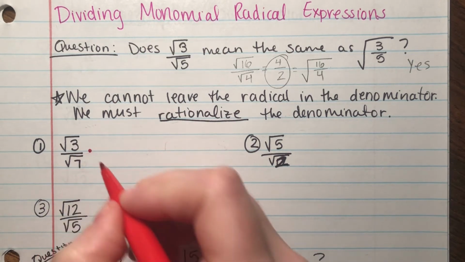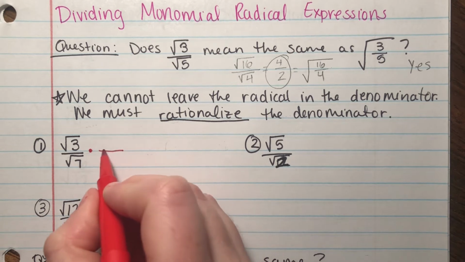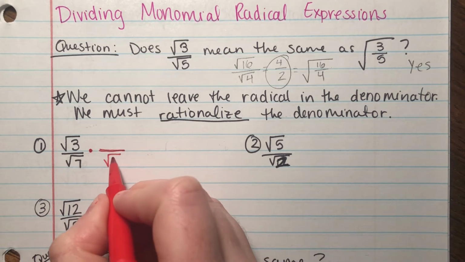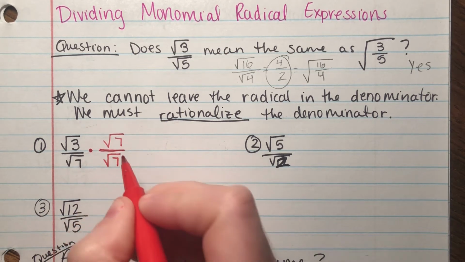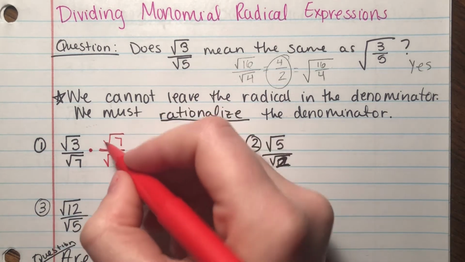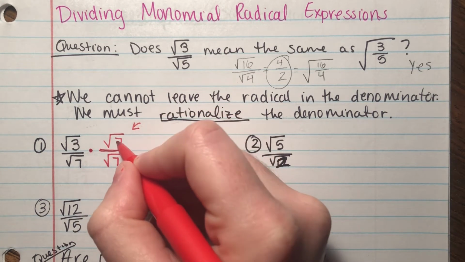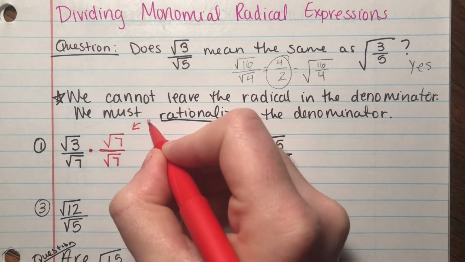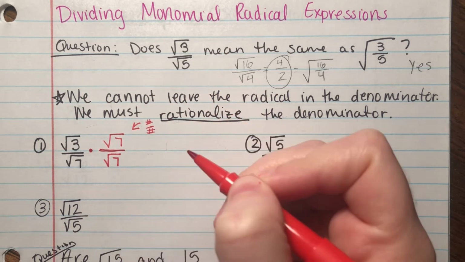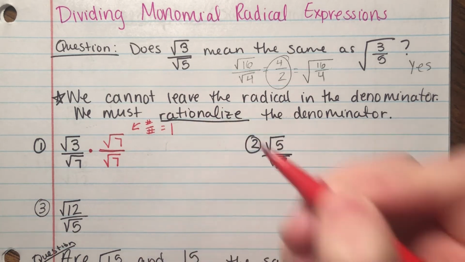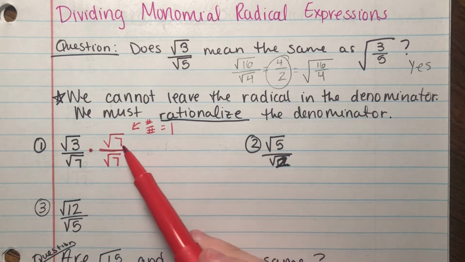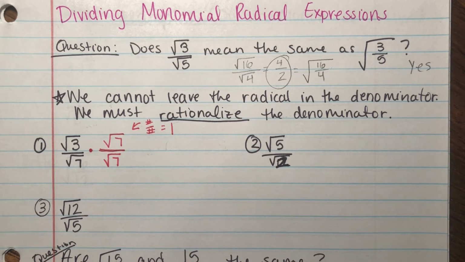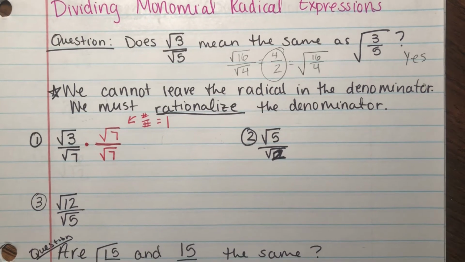So here's what we're going to do. We're going to multiply by the square root of 7 over the square root of 7. Because what is this technically equal to here? If we have any number over the same number, that's just going to give me 1, right? So the square root of 7 over the square root of 7 is simply 1. So we're just multiplying by 1. We're not changing its whole value. We're just manipulating it so our radical is not going to be on the bottom anymore.